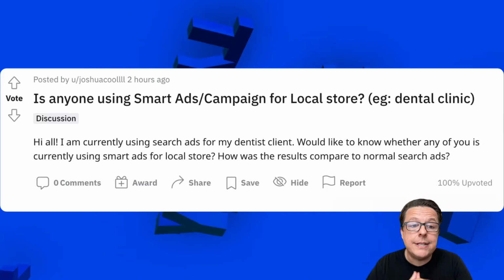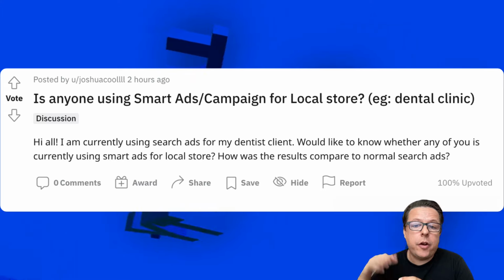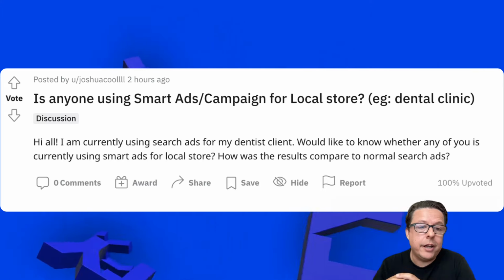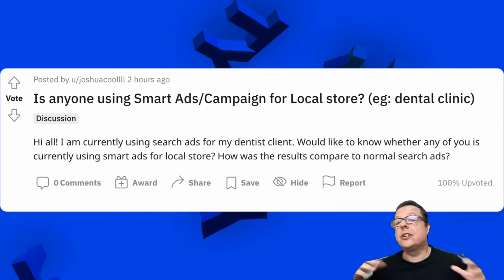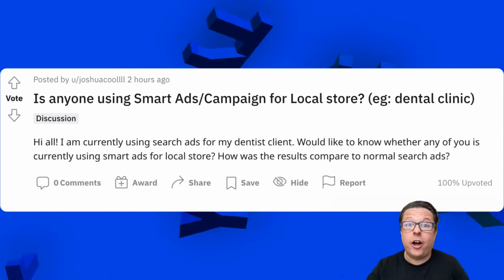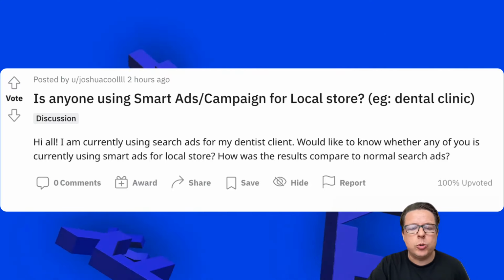The question is: Hi all, I'm currently using search ads for my dentist client. Would like to know whether any of you are currently running smart ads for local store. How was the results compared to normal search ads? It's a great question, and I have mixed feelings on smart campaigns and Google Local at the time being.